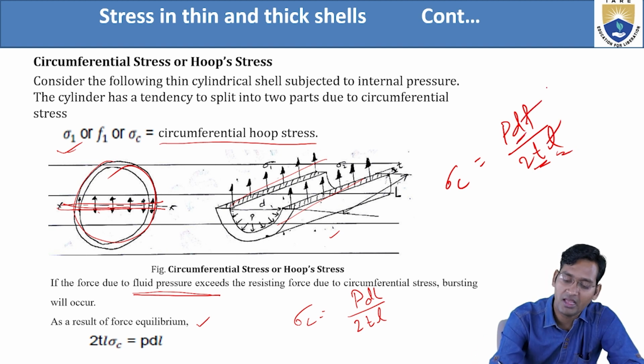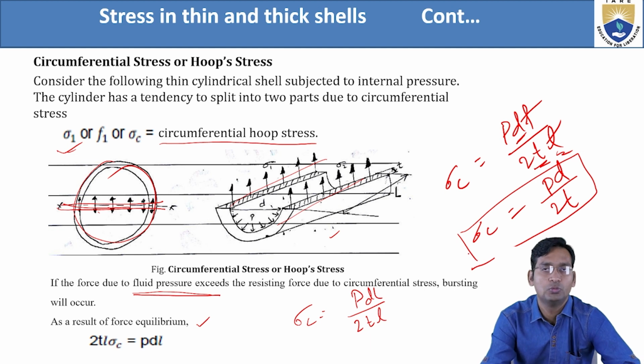Now L gets cancelled. So P D by 2t. So σ_c will be equal to P D by 2t.